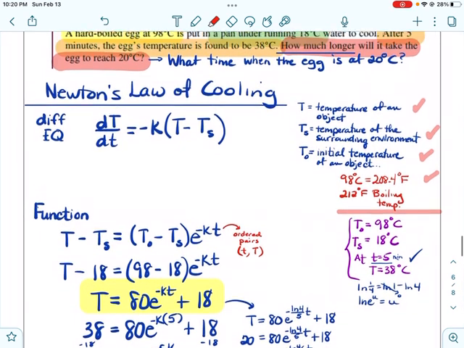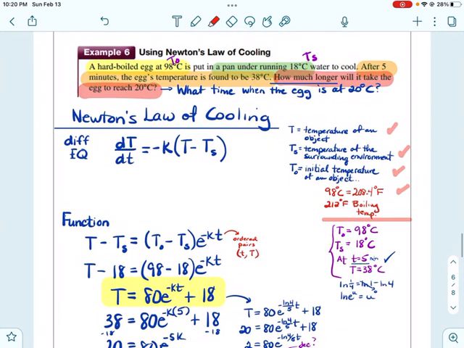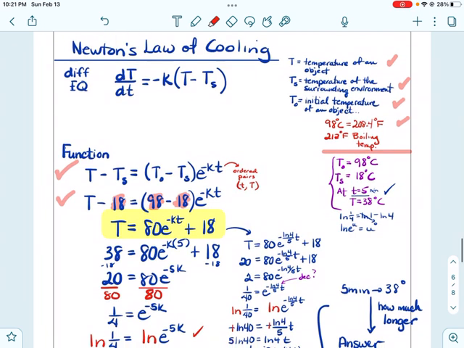We start out with our formula, and think about the ordered pairs as being lowercase t, capital T. We plug in our known quantities: T of the surrounding is 18, T initial is 98 degrees for the hard-boiled egg, and T of the surrounding goes here as well, with e to the negative kt. When we solve for T, this is the equation that we get.